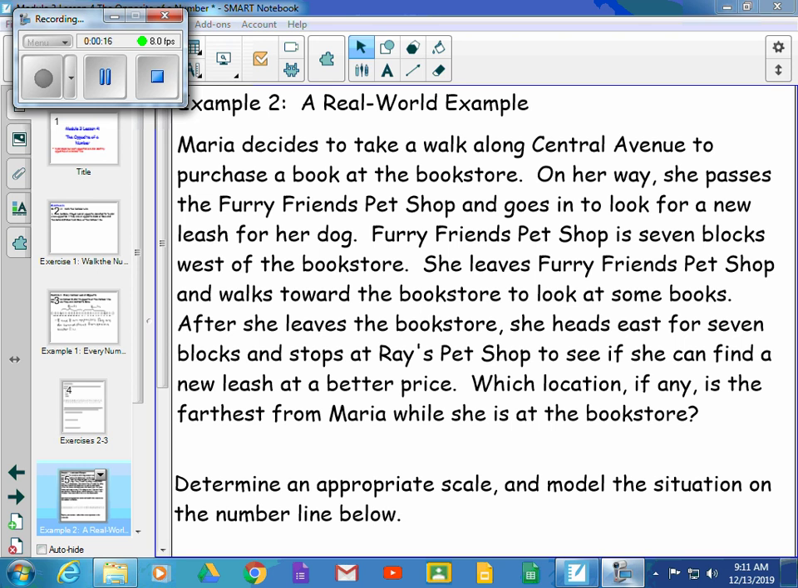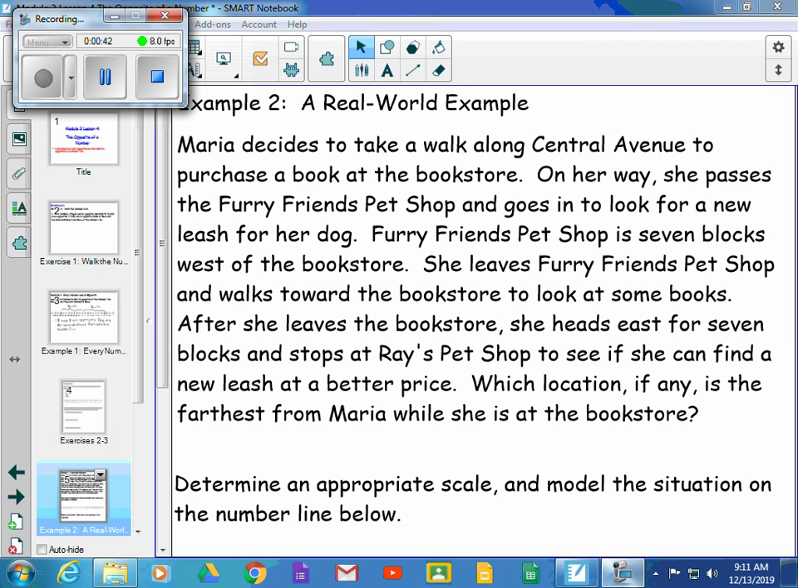On her way, she passes the Furry Friends pet shop and goes in to look for a new leash for her dog. Furry Friends pet shop is 7 blocks west of the bookstore. She leaves Furry Friends pet shop and walks towards the bookstore to look at some books. After she leaves the bookstore, she heads east for 7 blocks and stops at Ray's pet shop to see if she can find a new leash at a better price.